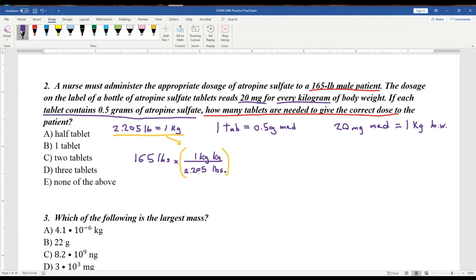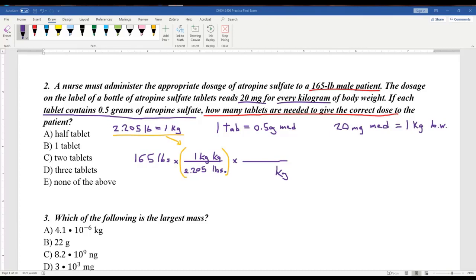Okay, so let's then take a look at the next thing we need to convert. It's just kilograms. So kilograms, what am I going to need to convert? Kilograms has to cancel, so that has to go on the bottom. What can I convert kilograms to then? Pounds.